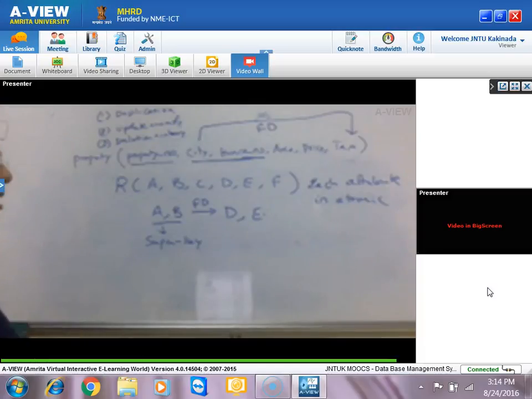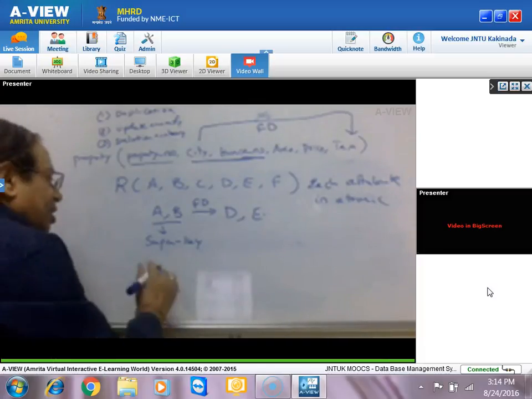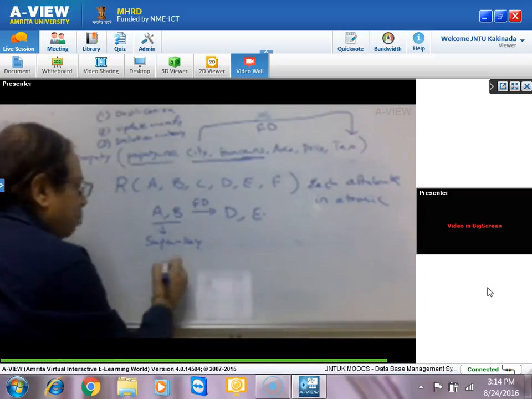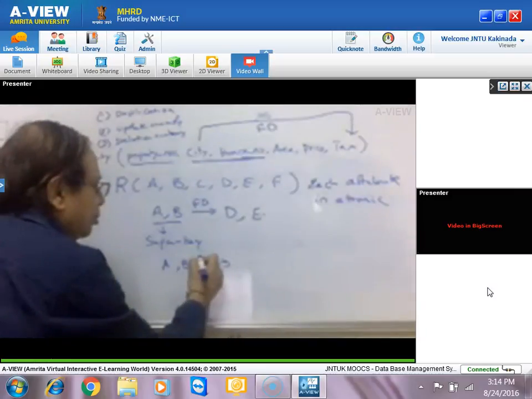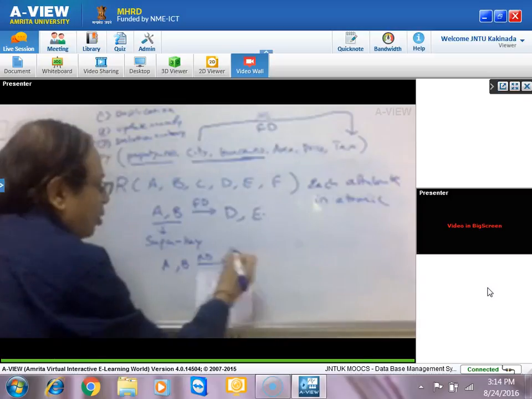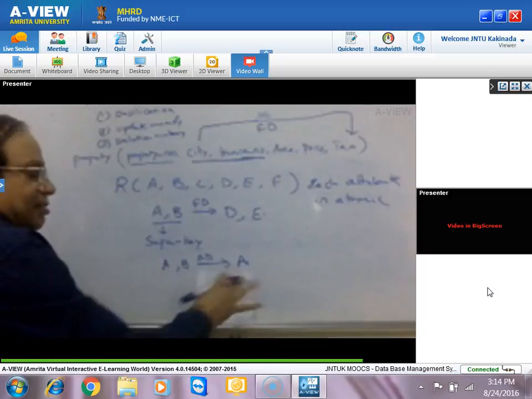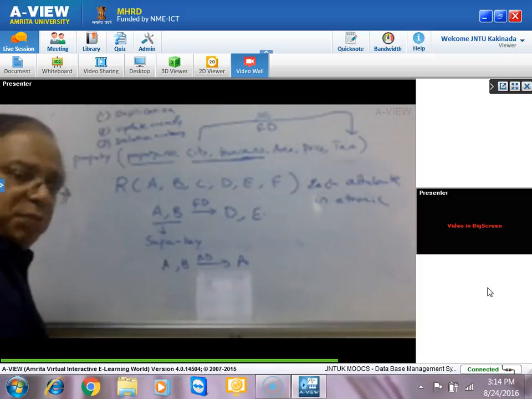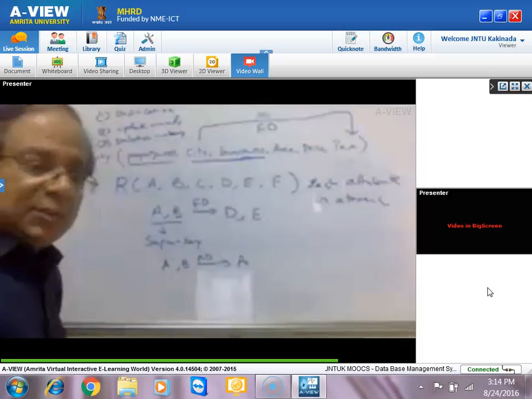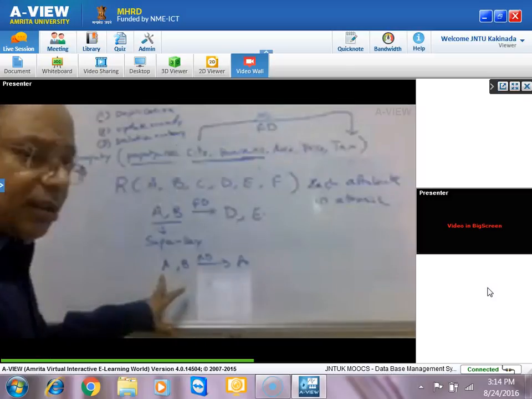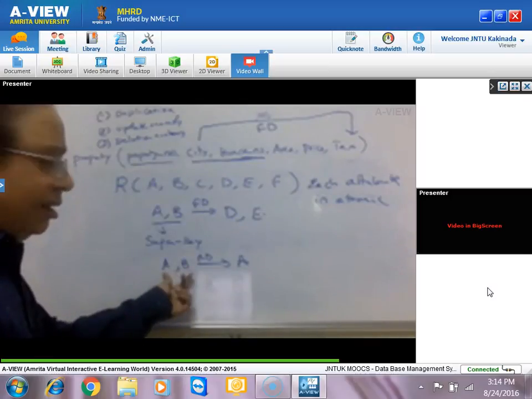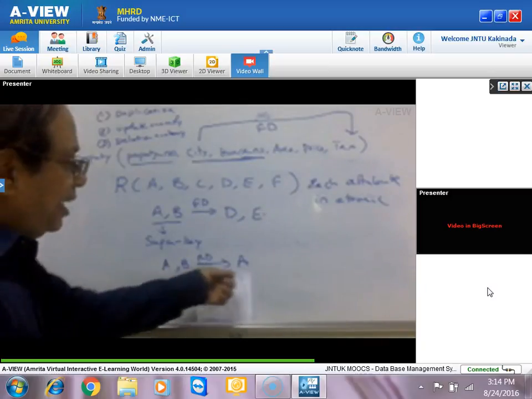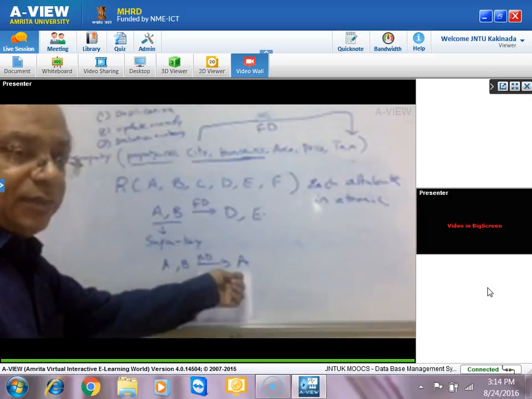We'll make one other thing very clear for you. For example, AB functionally determines A. This is trivially true because if you take a tuple with attributes AB, it will trivially agree on the value of A.